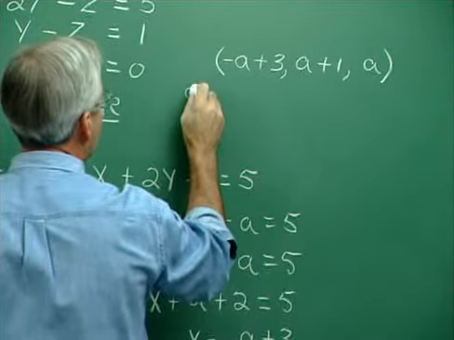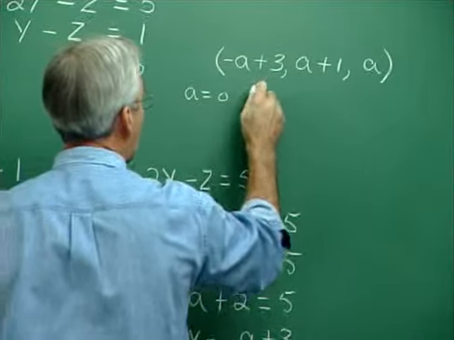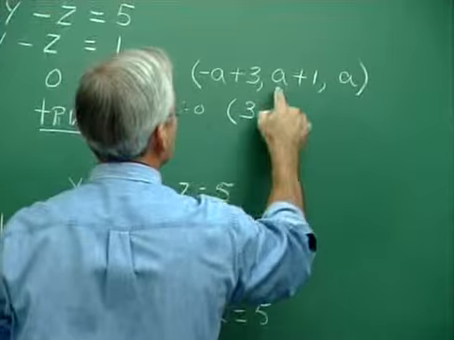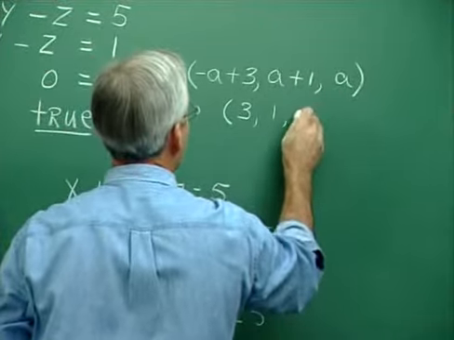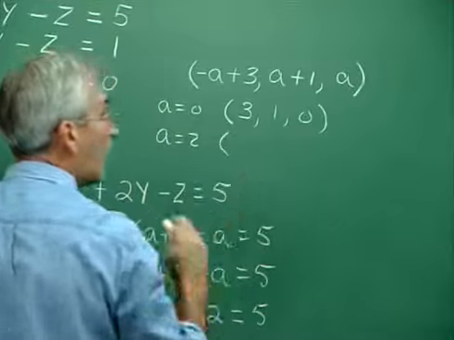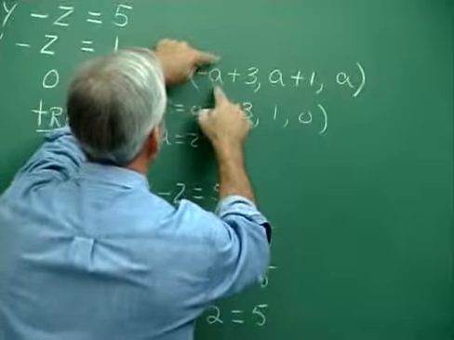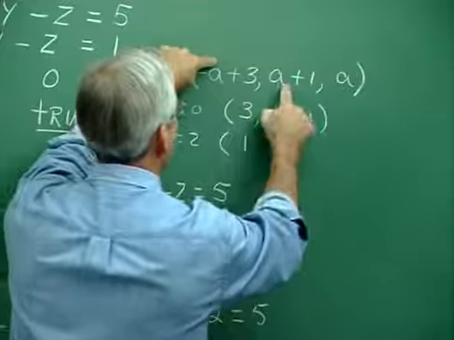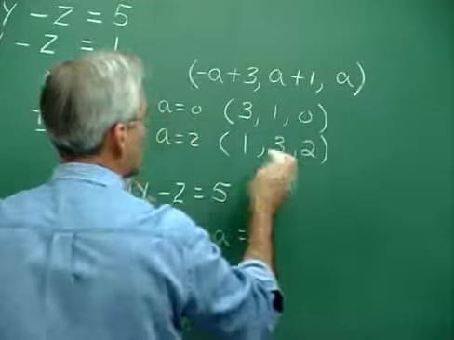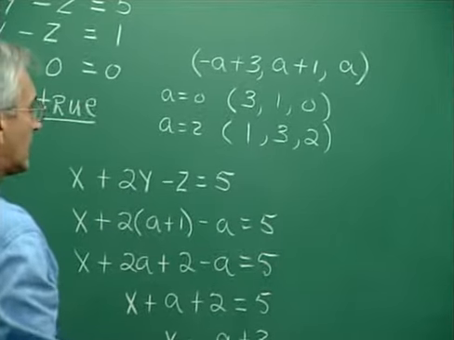For example, if a is equal to 0, then the ordered triplet becomes, let's see, 0 plus 3 is 3, 0 plus 1 is 1, 0. You see, if a is, let's say 2, then the ordered triplet becomes negative 2 plus 3 is 1, 2 plus 1, 3, and this becomes 2. All right, so we can generate ordered triplets all day long.